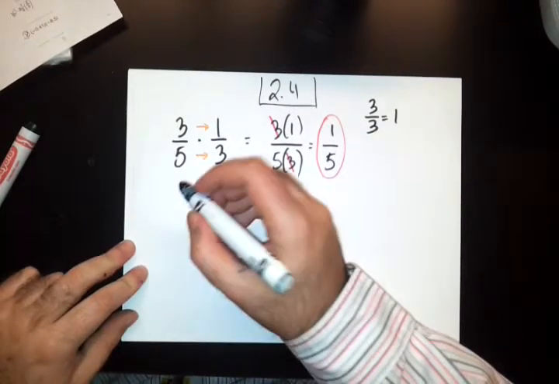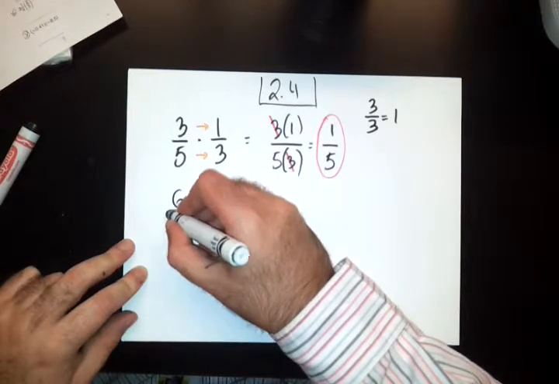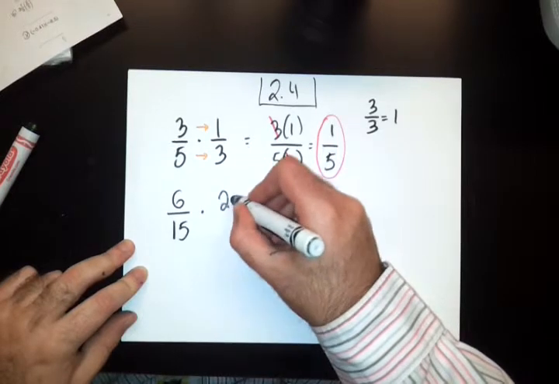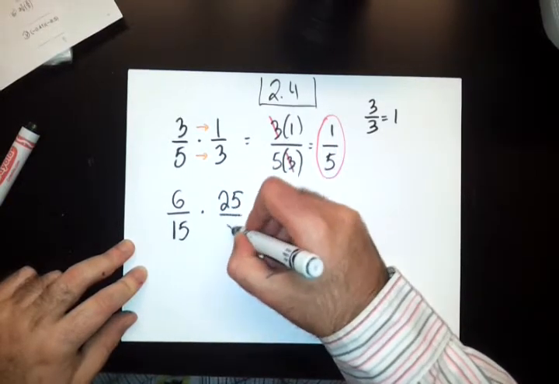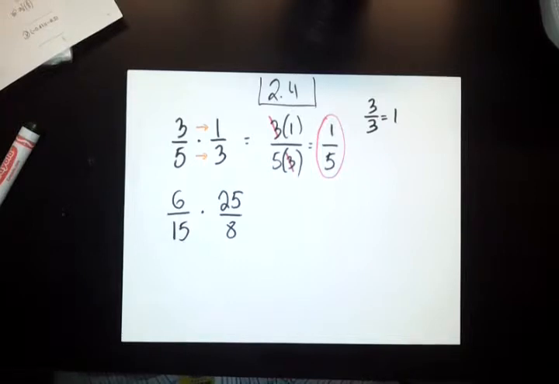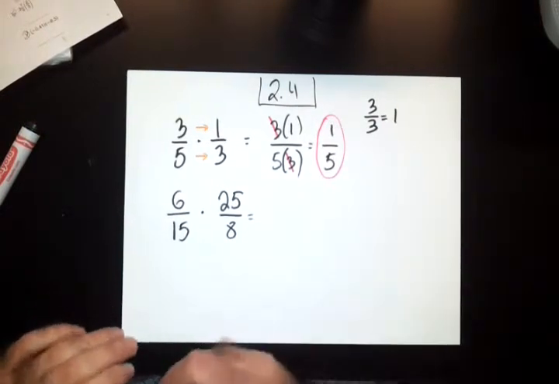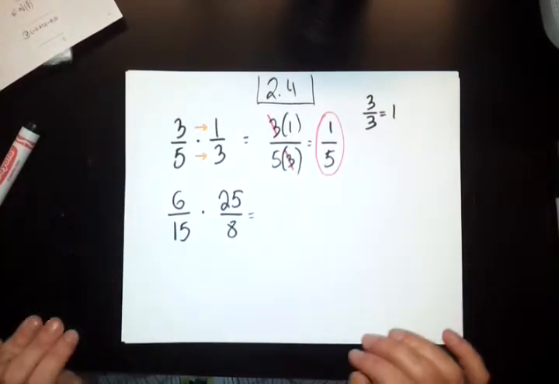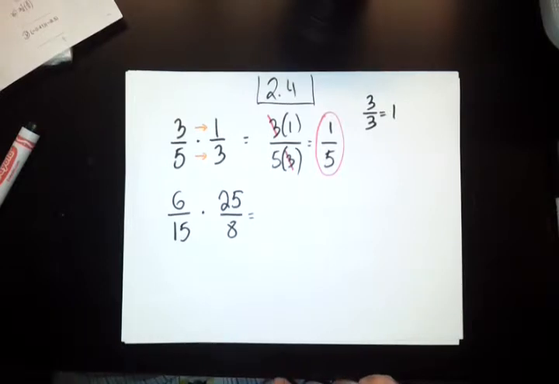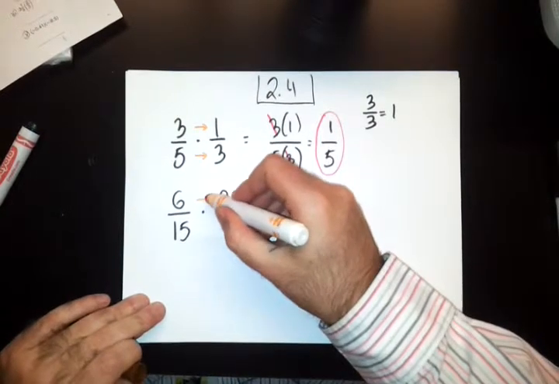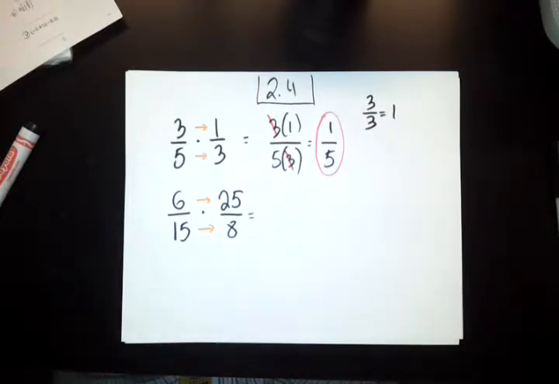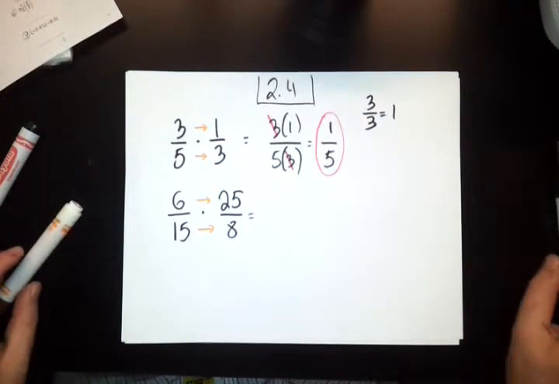Let's say we have 6 over 15 times 25 over 8. And yes, I know this is an improper fraction, so let's just go with it. Once again, your order of business here, because this is a multiplication and you do not need to find a common denominator, is to simply multiply across. Numerators times numerators, denominators times denominators. But before you do this, I highly suggest you simplify.